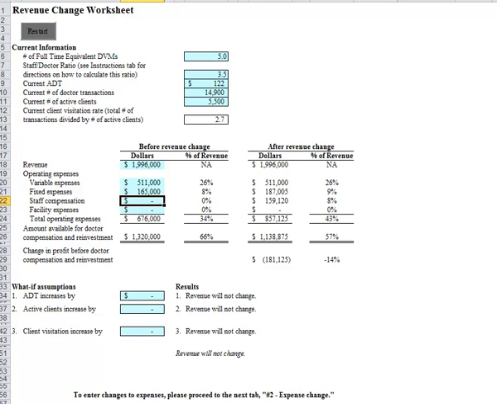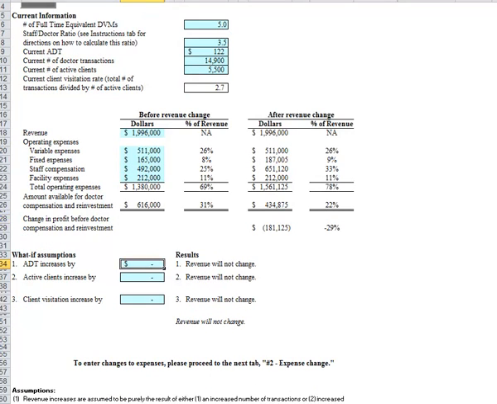The staff compensation, the non-doctor staff, $492,000, or 25% of revenue, and then the facility expenses about $212,000, or 11% of revenue. So right now in this practice, the amount available for doctor compensation and reinvestment in the practice is $616,000, or 31% of revenue is left to pay the doctors and to reinvest in the practice. So we refer to that also as your profit to revenue ratio.